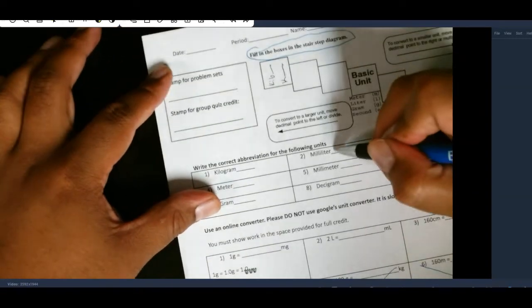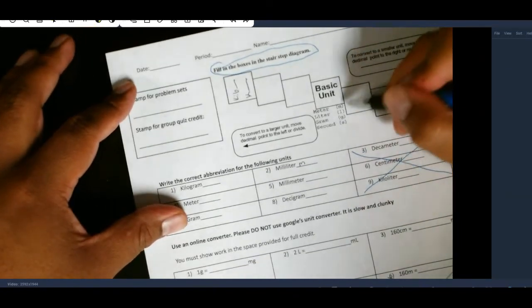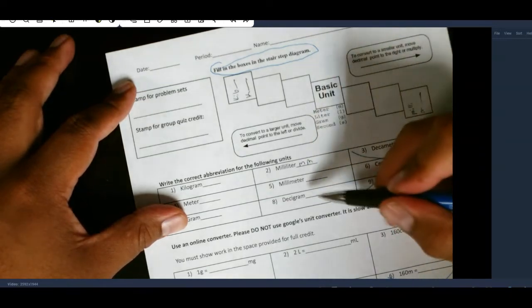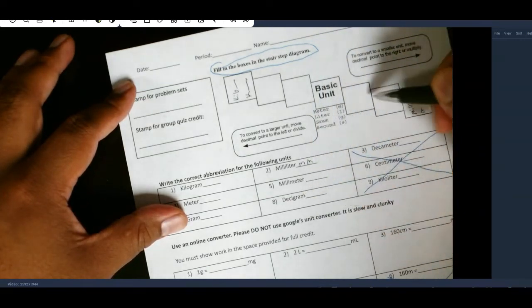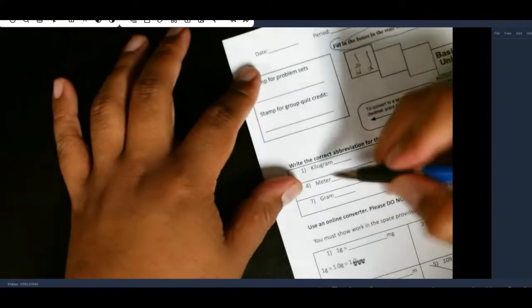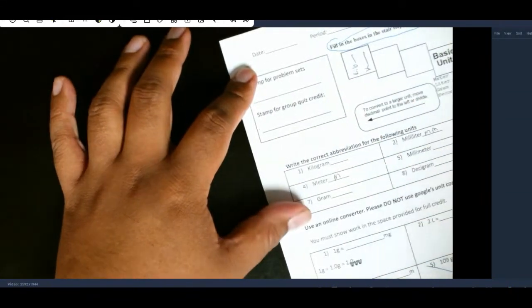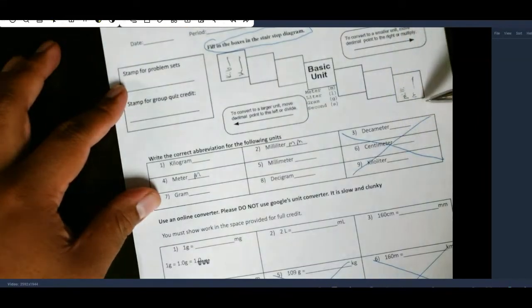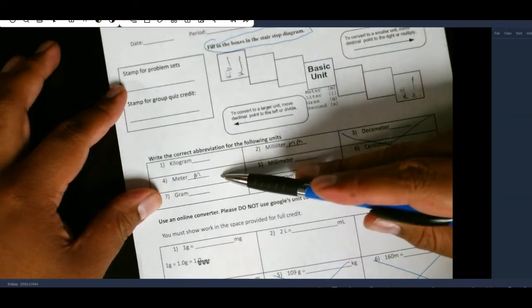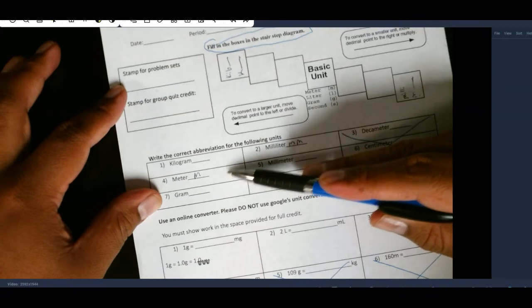So that would be M, because milli always starts off with M, and then you add on one of the base units, mm, millimeter. What about decigram? So deci is right around here. Then you add on the G. This one, just be careful with, like meter is just the M. So some people are getting it mixed up with this one. When you see just a single letter, it's just the meter, okay, just the base unit.